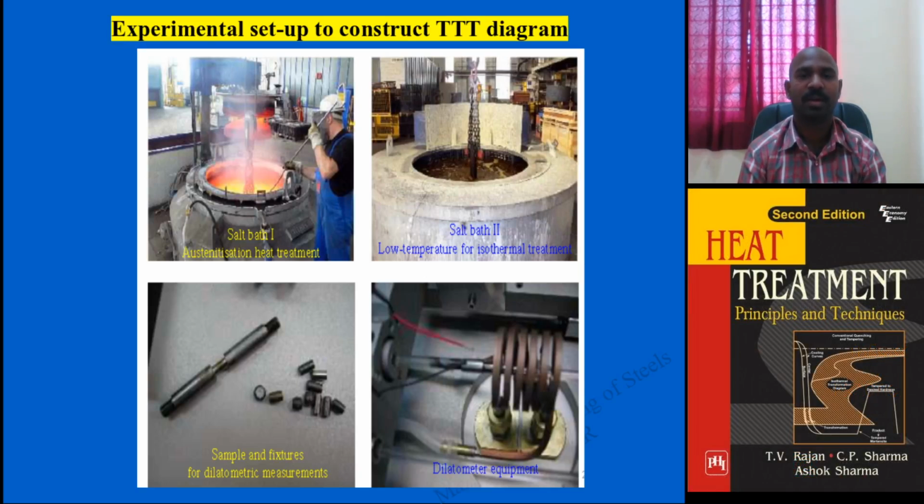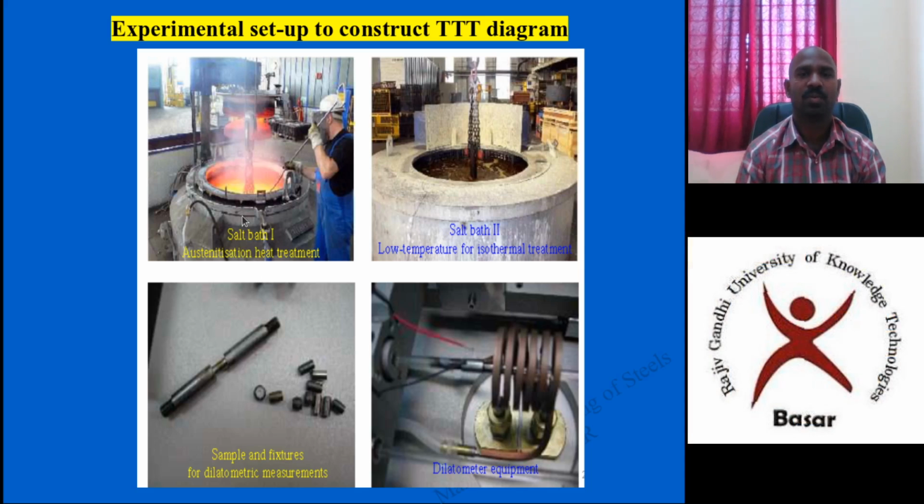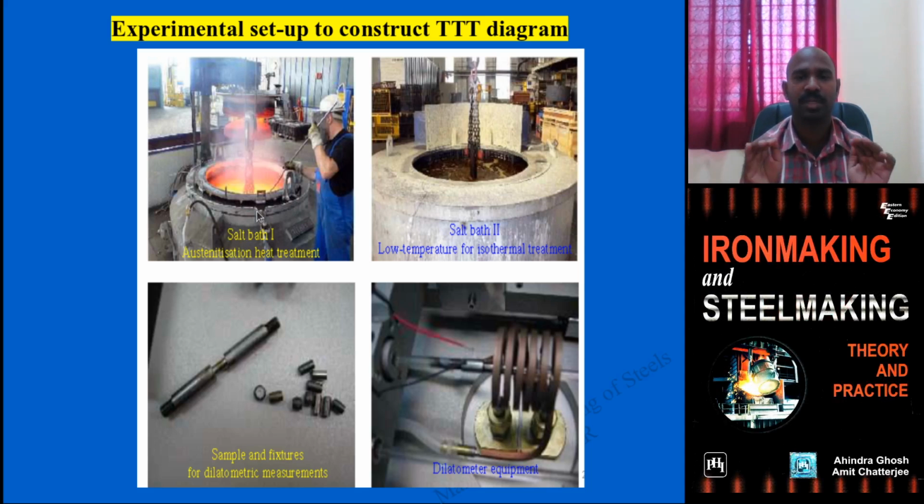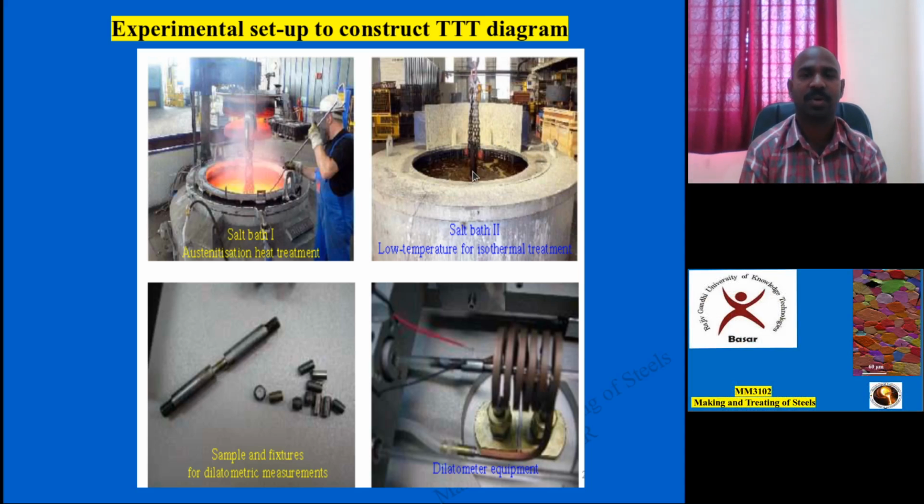These are the experimental setups to construct the TTT diagram. A salt bath at higher temperature is used, maintaining the higher temperature for the austenitization treatment. The parent phase is austenite, converting into various phases, pearlite and bainite, at lower temperature treatment. This is how the sample is maintained and fitted into the fixtures, and this is closed and operated. This is the other instrument, the dilatometry equipment.